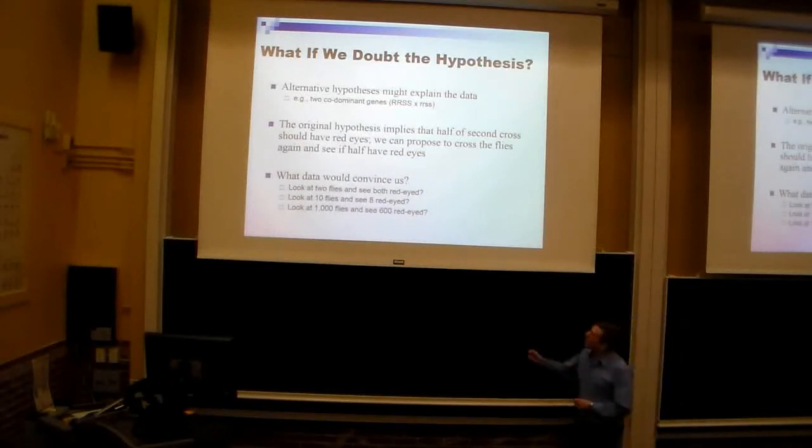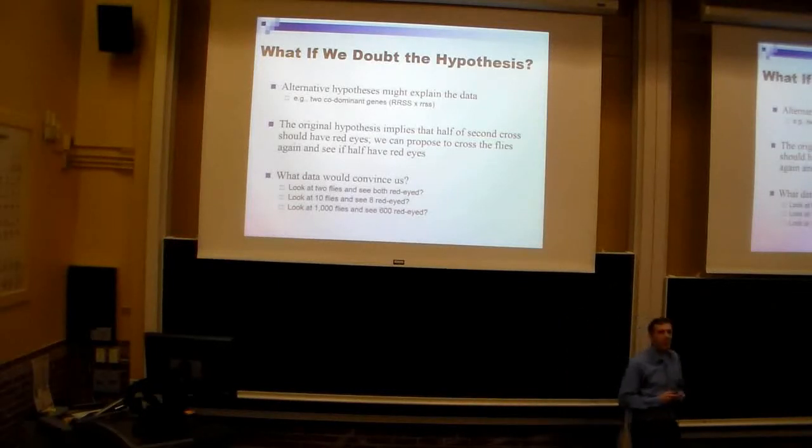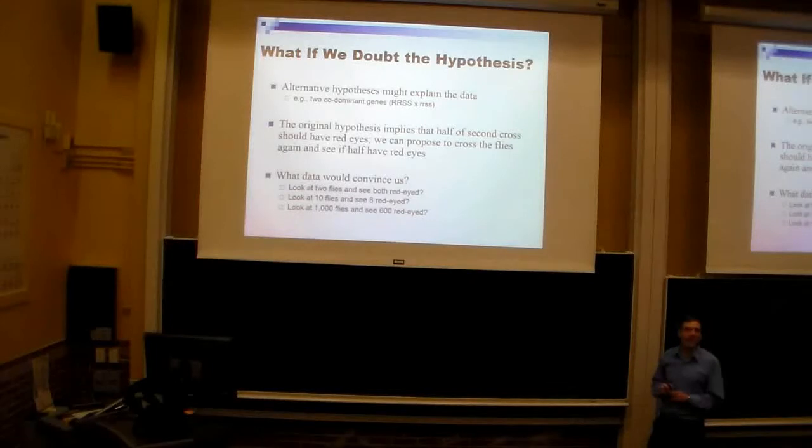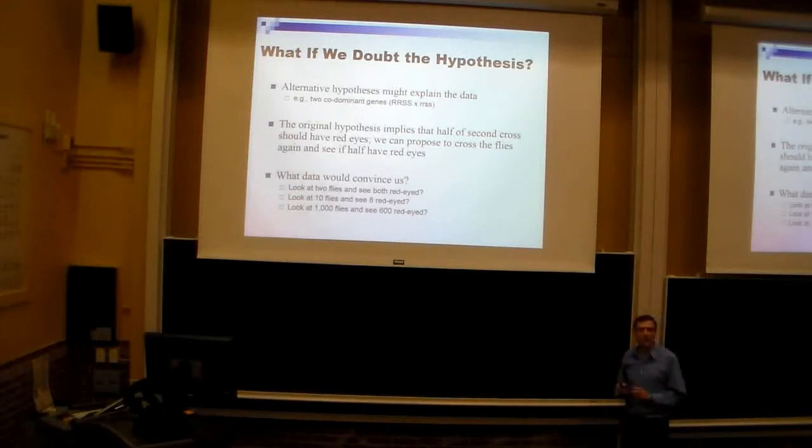Well, no, we would probably say that if we looked at just two flies and they both had red eyes, there's a pretty high probability that just by random chance, we would see two red-eyed flies out of two, even if the simple Mendelian dominant hypothesis were correct. What about if we looked at 10 flies in the F2 generation and 8 of them had red eyes? Is that enough of a skew relative to the expected 50-50 that we would think we have convincing evidence?